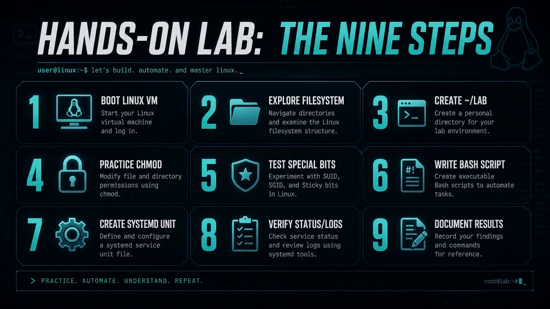Eight, confirm it worked: check systemctl status, then check journalctl for that unit, to see its output in the journal. And nine, don't skip this one: write up what you did in three or four sentences and save it somewhere you'll find it again. Future you, ten modules from now, will not remember the details unless you do this right now. Pause the video, go do this in your VM, and come back when you're done.